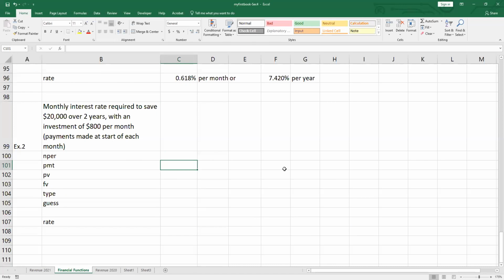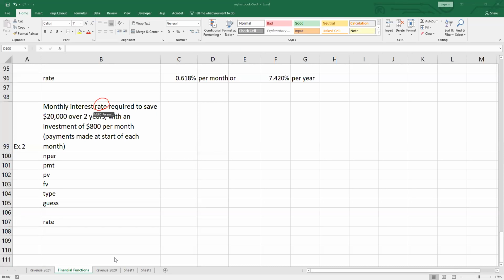Some of you answered 0.325% per month. Some of you answered 0.352 or 0.353% per month. Now let's see which one is correct. For this one, we are asking to find the monthly interest rate, that means we have to find out the rate function.